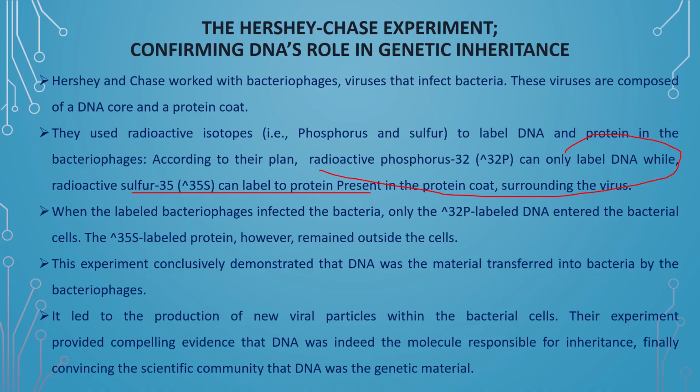When these labeled bacteriophages infected the bacteria, they found that only the labeled phosphorus entered the bacterial cells. However, the labeled protein remained outside. So this concluded that DNA was the material transferred into the bacteria by the bacteriophages, which led to the production of new viral particles within the bacterial cell. This experiment provided compelling evidence that DNA was indeed the molecule responsible for inheritance, which finally convinced the scientific community that DNA was a genetic material.